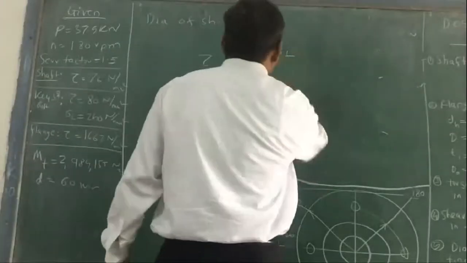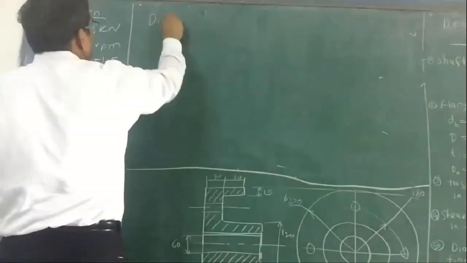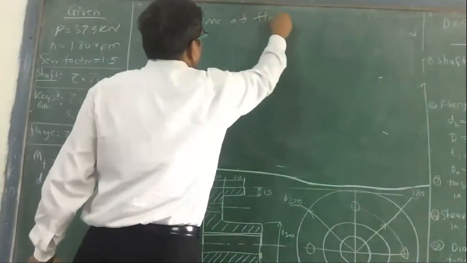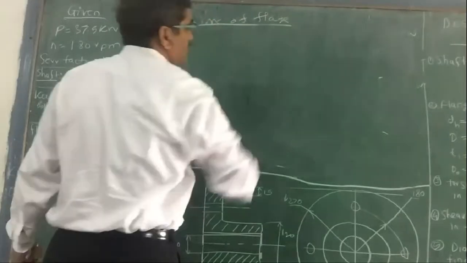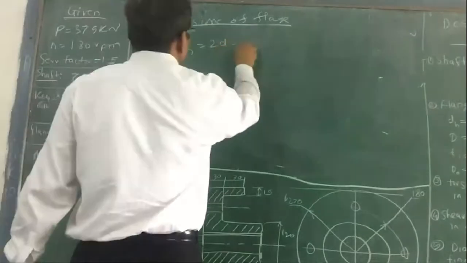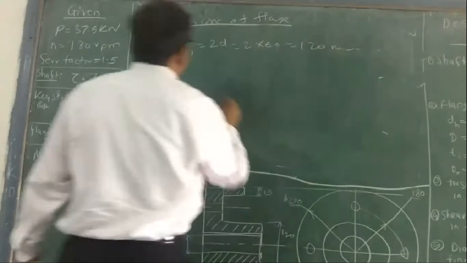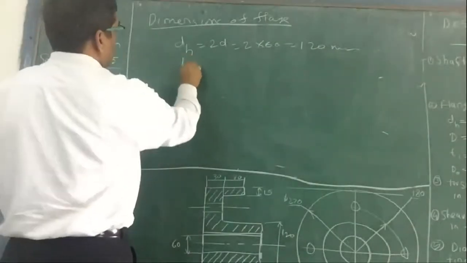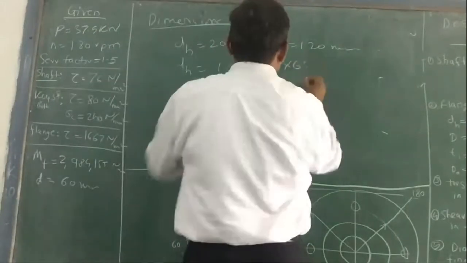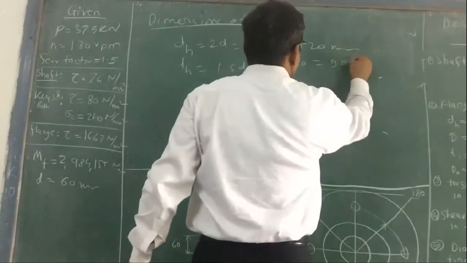That is finalizing the dimensions of the flange. There are 6 dimensions, right? So the first dimension is the diameter of the hub. This is the outside diameter, which is 2d, 2 into 60 will be 120 mm. Then LH, length of the hub, will be 1.5 times d, 2 into 1.5 into 60 will be 90 mm.